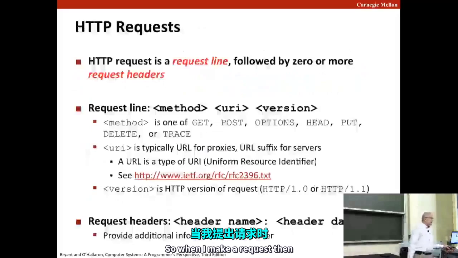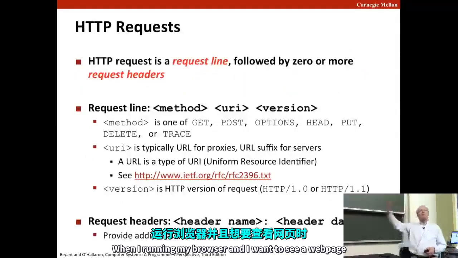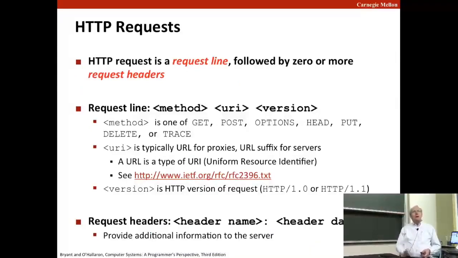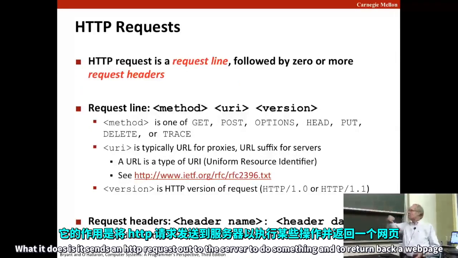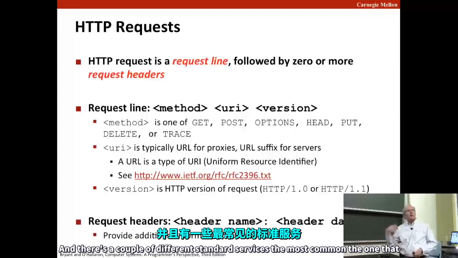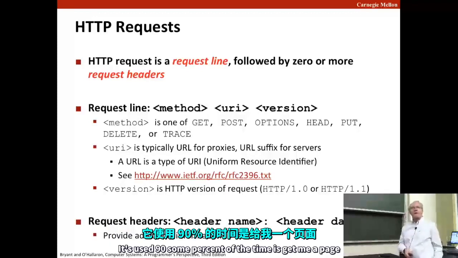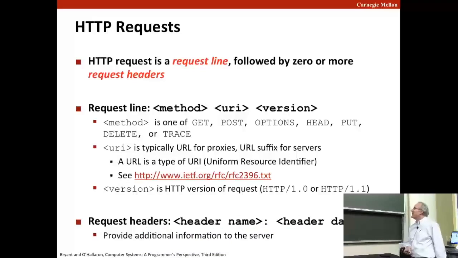So when I make a request, when I'm running my browser and I want to see a web page, what it does is it sends an HTTP request out to the server to do something and to return back a web page. And there are a couple of different standard services. The most common, the one that's used 90-some percent of the time, is get me a page. And there's other stuff too.